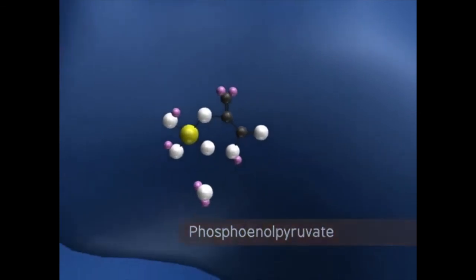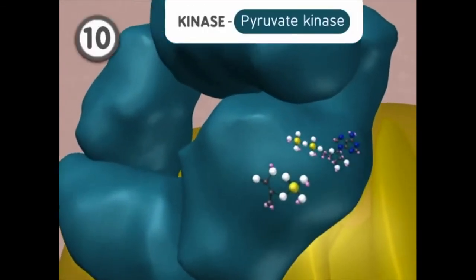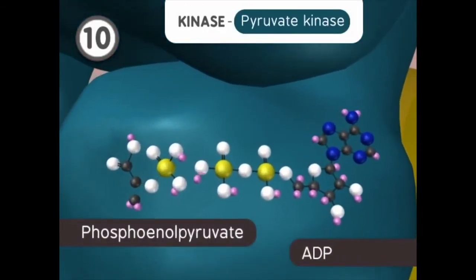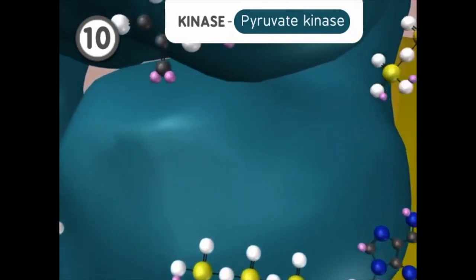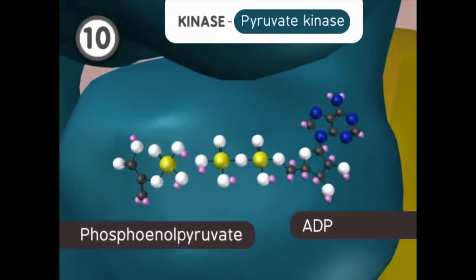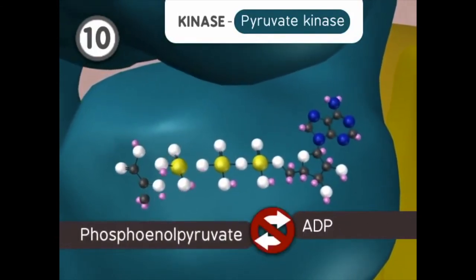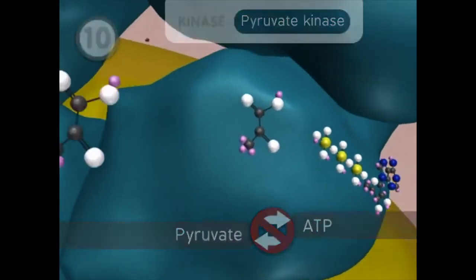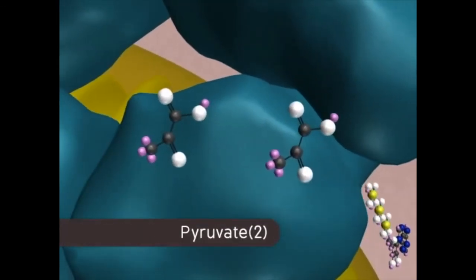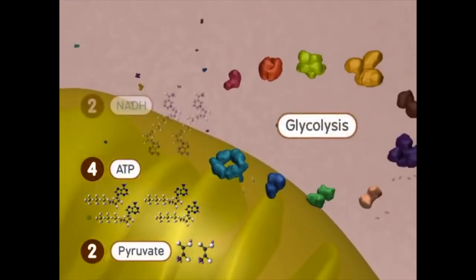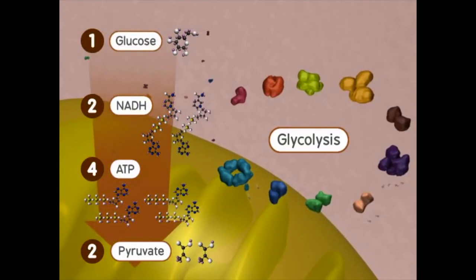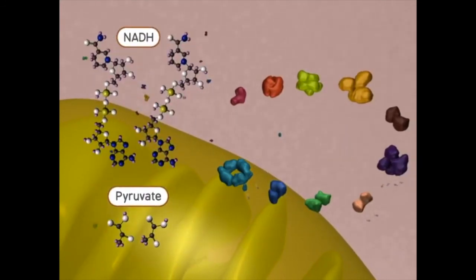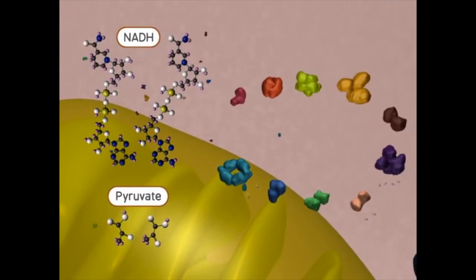In the final step of glycolysis, a kinase reaction removes the phosphate group from phosphoenolpyruvate and donates it to ADP to form ATP and pyruvate. Like reactions 1 and 3, this step is irreversible. At this point, two pyruvate molecules, 4 ATPs, and 2 NADHs are formed for each glucose that was broken down in glycolysis. The pyruvates and NADHs could be used in aerobic respiration to produce more energy for the cell.